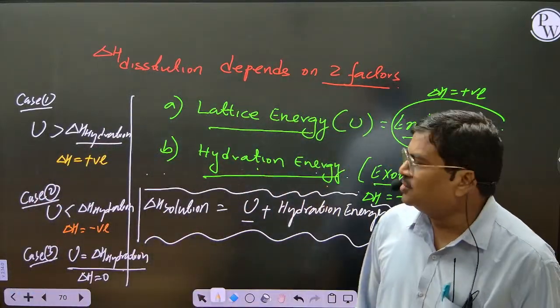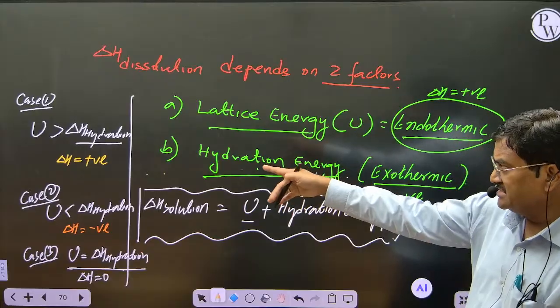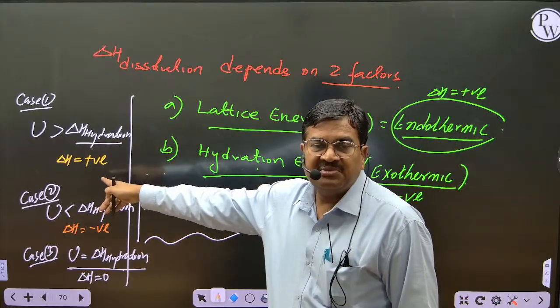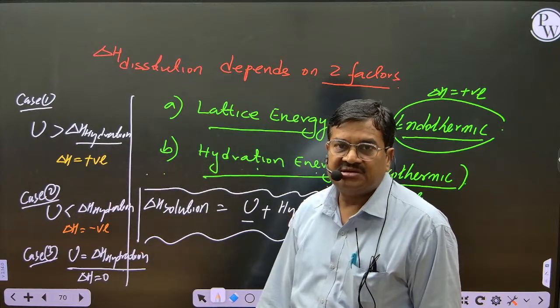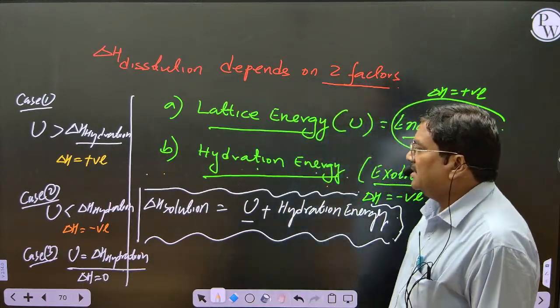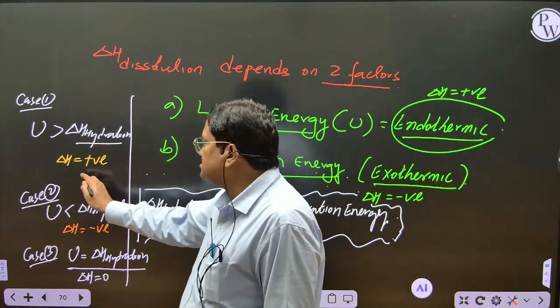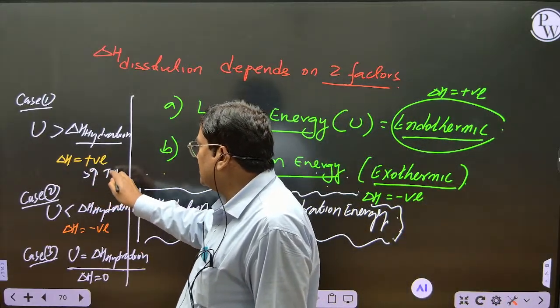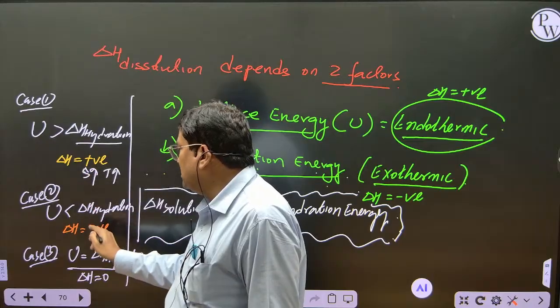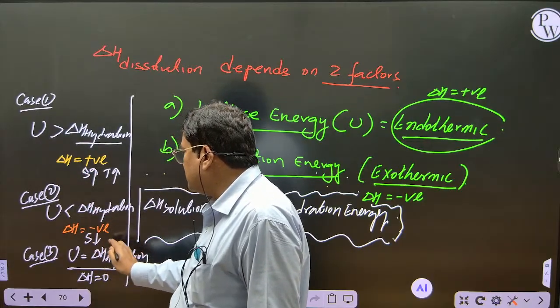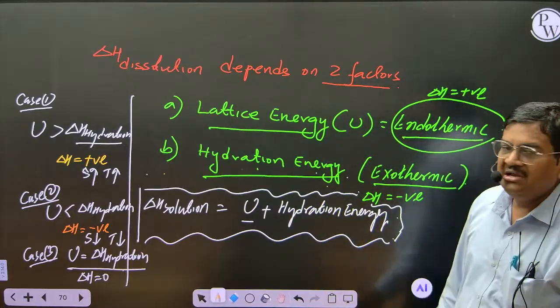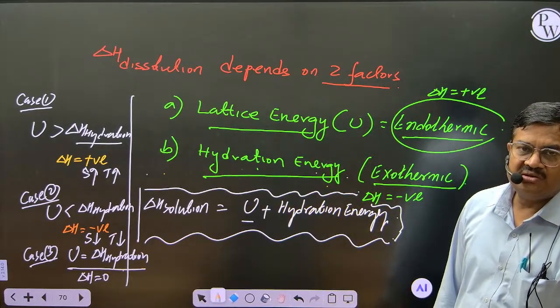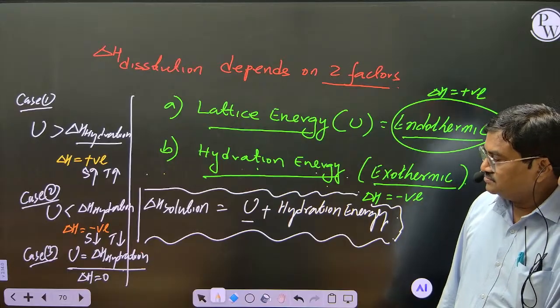If lattice energy comes more than hydration energy, the process is endothermic. For these substances, solubility increases with increase in temperature. Whereas here, solubility will decrease with increase in temperature. Hence the solubility depends on the enthalpy of solution. Clear for all?